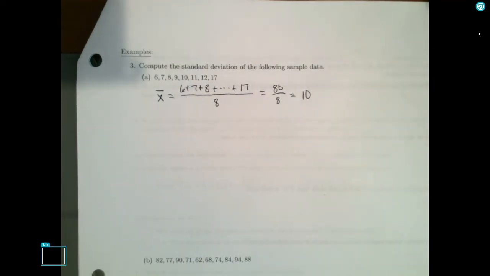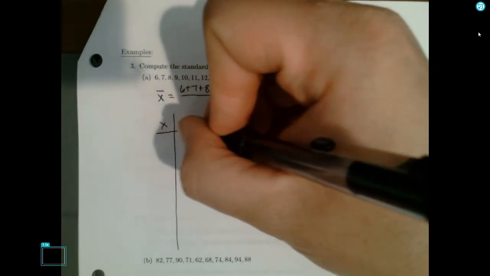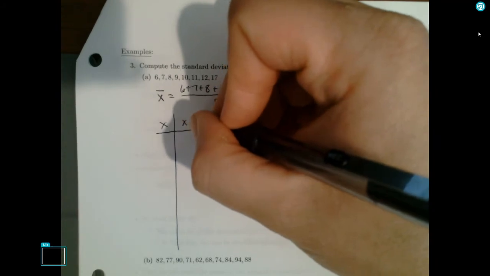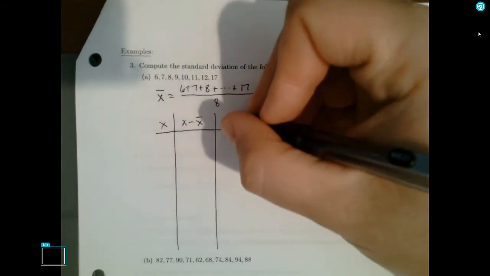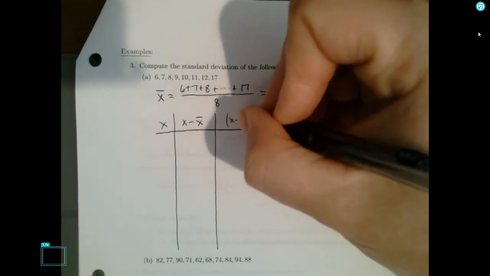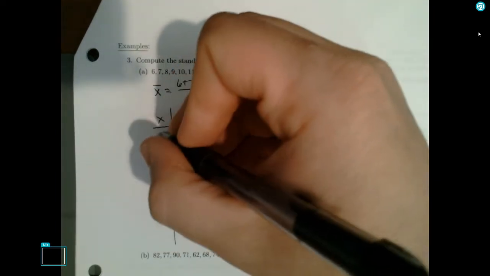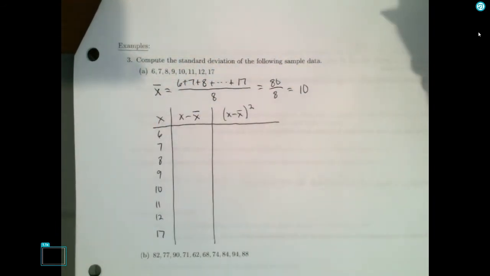Now I'm going to arrange my work into a table, right? So I'm going to list off all of the data values x. Then once I've done that, I can list off x minus x bar, the deviations from the mean. And then I can list off (x minus x bar) squared, okay? So let's do that. So x, we've got 6, 7, 8, 9, 10, 11, 12, and 17.